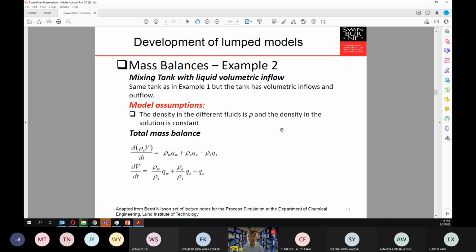Okay, now the example 2, mixing tank with liquid volumetric inflow. Same tank as in example 1, but the tank has volumetric inflows and outflow. So the model assumptions in here is that the density in the different fluids is rho and the density in the solution is constant. Okay, so note in here that the density of the different components will be different.